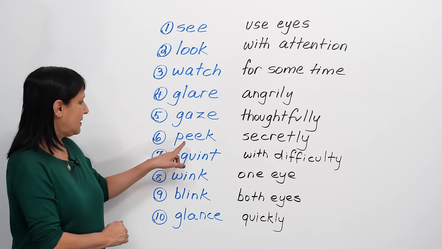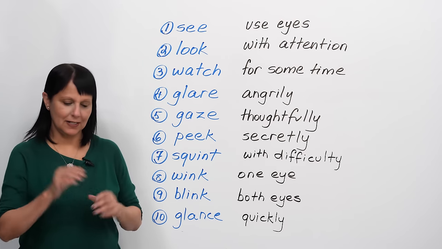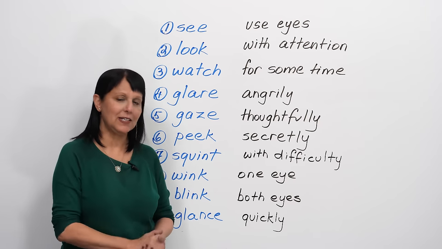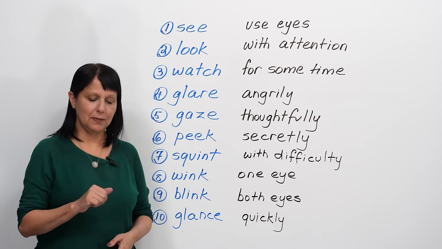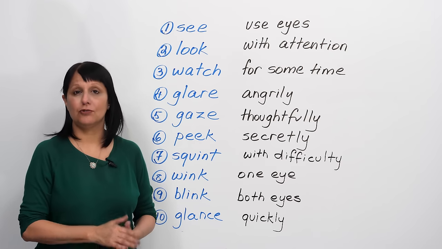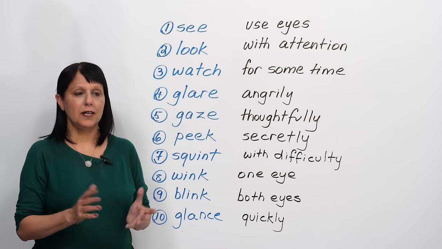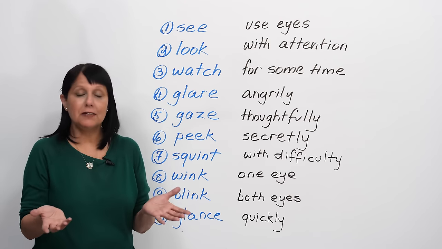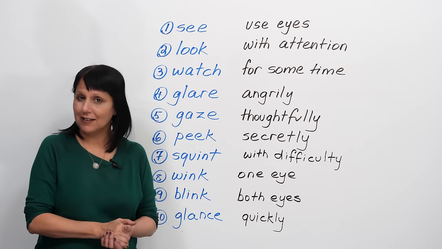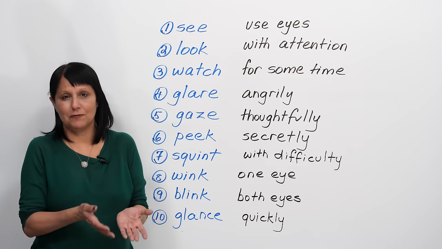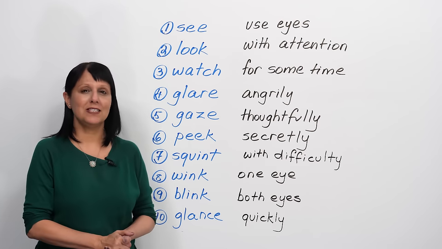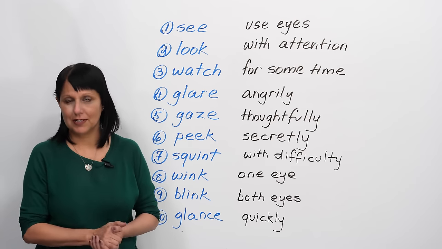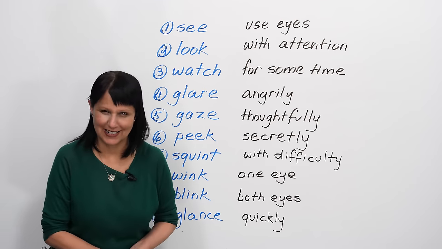Okay, number six, peek, okay? So to peek means to look at something secretly. For example, somebody might try to peek at the answers to a test, or a child may try to open a box and a gift and peek at what's inside, okay? Can't wait for Christmas, can't wait for his birthday. He's peeking at what's inside. So to peek means to look at something secretly when you're not supposed to be looking at it.